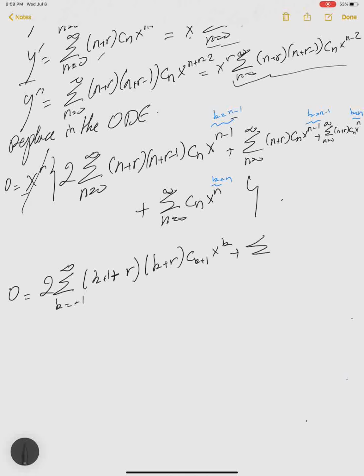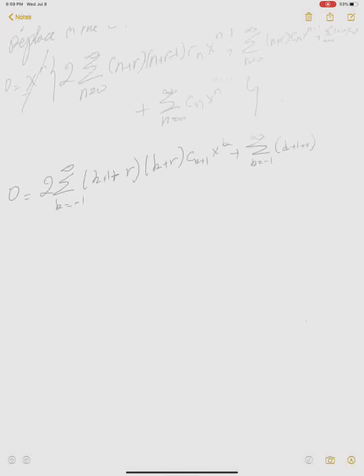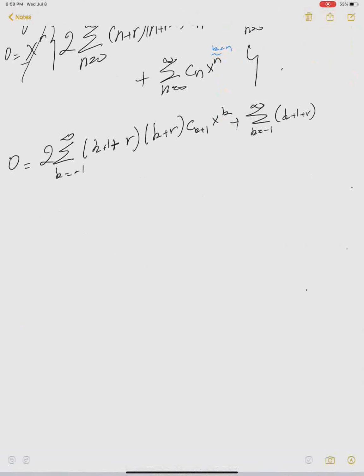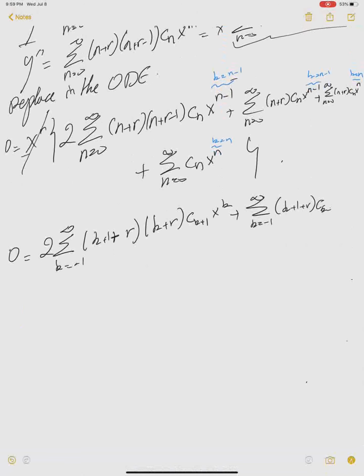Plus summation n equals 0 to infinity, n is 0, so k equals minus 1 to infinity, n is k plus 1, (k + 1 + r), c_n is c_(k+1) x^k, plus, I didn't change the last two, so this is c_(k+1) x^k we said, plus summation from k equals 0 to infinity (k + r) c_k x^k, plus summation from k equals 0 to infinity c_k x^k.